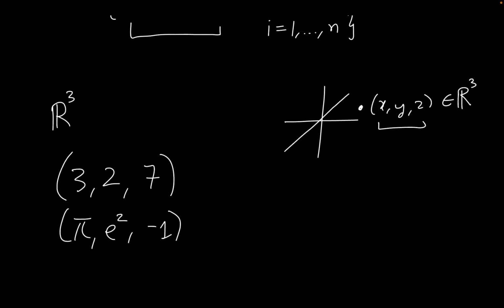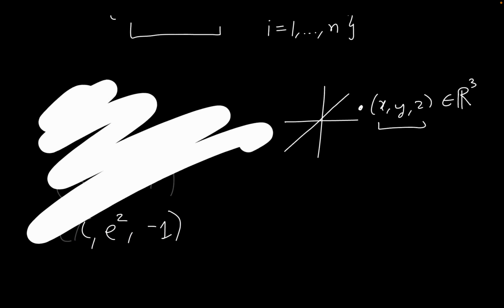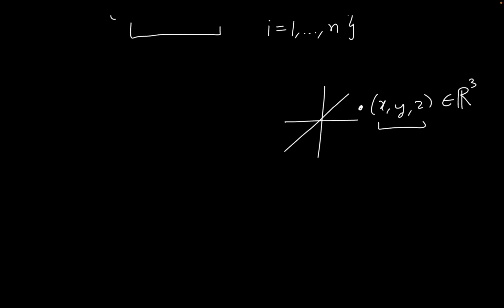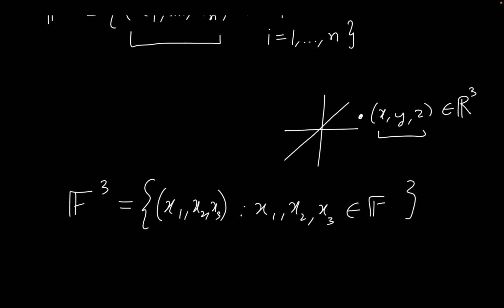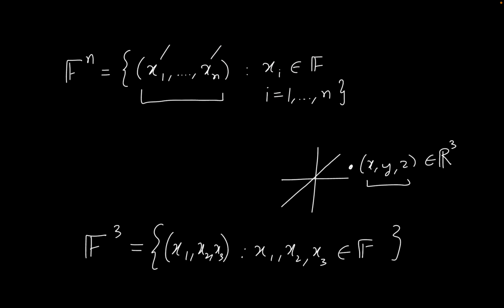So F3 in that case would be the set of all lists of length 3, where each of the coordinates is a scalar, or rather, I should not say a scalar, that might make it sound a bit ambiguous. I should say the set of all lists of length 3, where each of x1, x2, and x3 are not real numbers, but in general members of a field, or the field that is under consideration. So that is what Fn is.